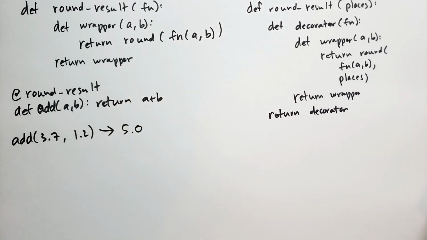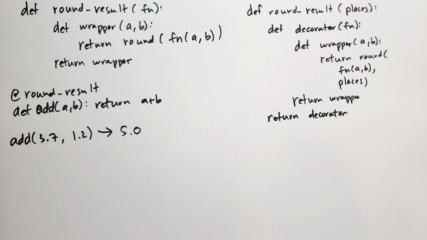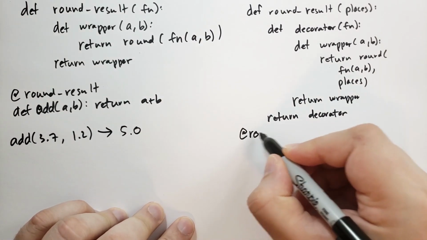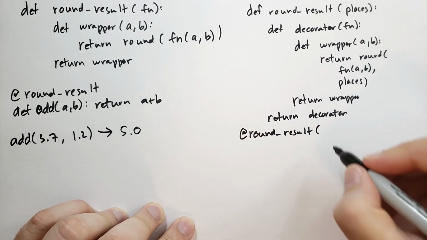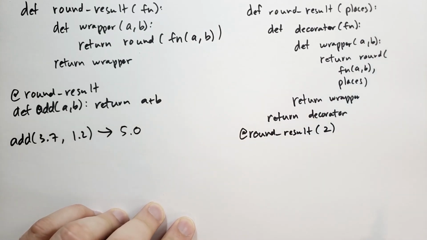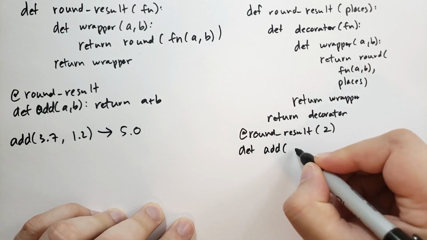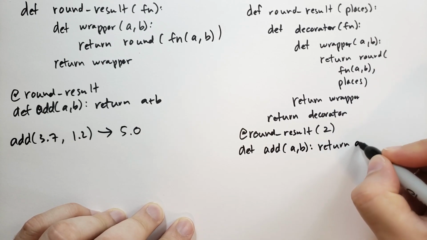Okay, looks terribly confusing, doesn't it? You have to walk through. Every time I look at code like this, I have to walk through it step by step to understand what's happening. So we're going to say round result, and we got to pass in the places. So let's say 2 decimal places, and then we're going to call def add A comma B return A plus B.